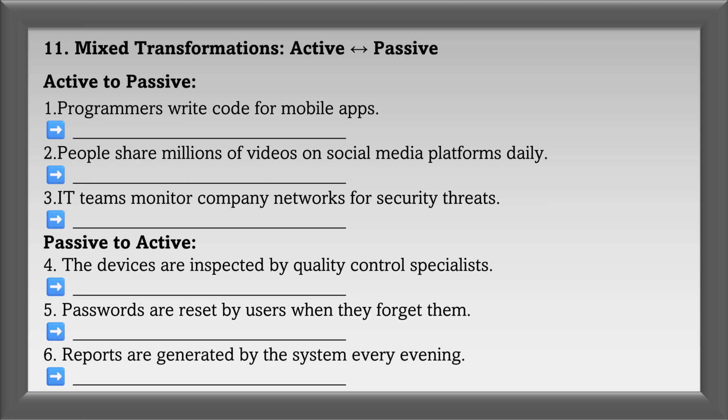1. Programmers write code for mobile apps. 2. People share millions of videos on social media platforms daily. 3. IT teams monitor company networks for security threats. Passive to active.